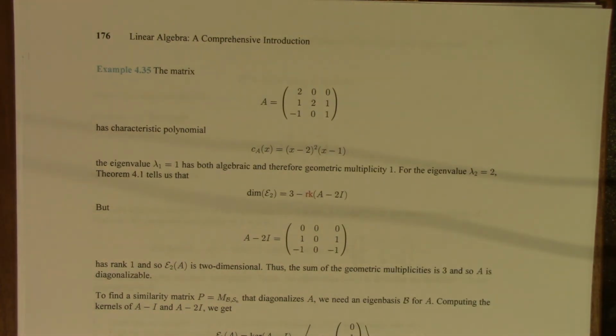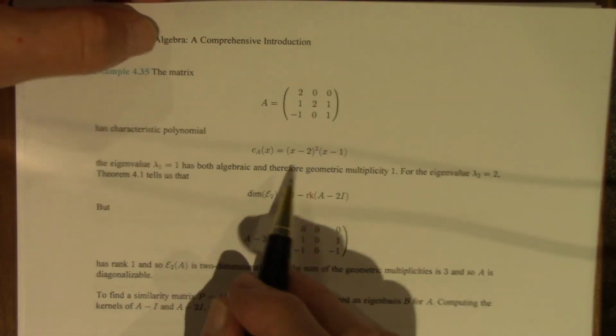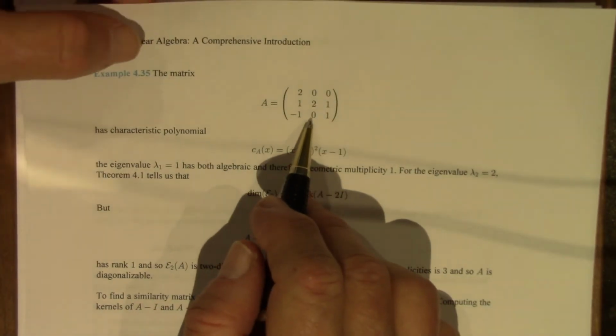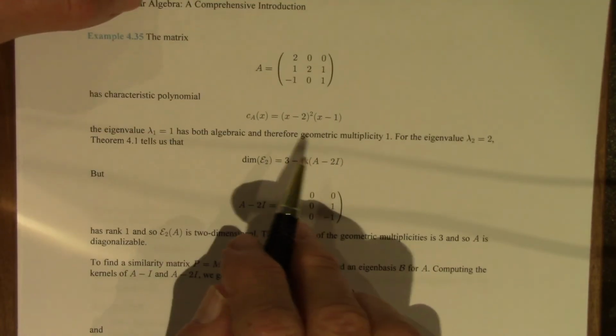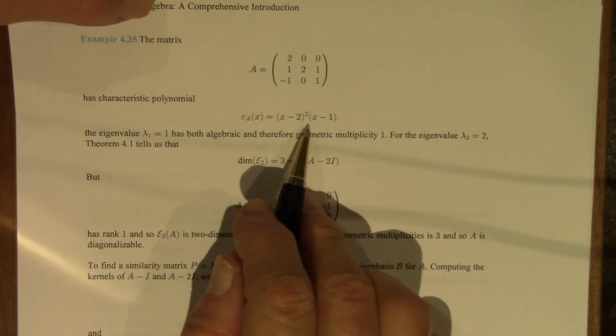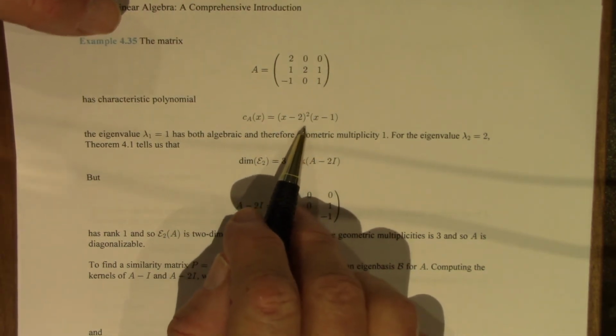Examples. Here's a 3 by 3 matrix. Here is its characteristic polynomial, which I worked out separately, or there's a computer program actually that'll do it for you.